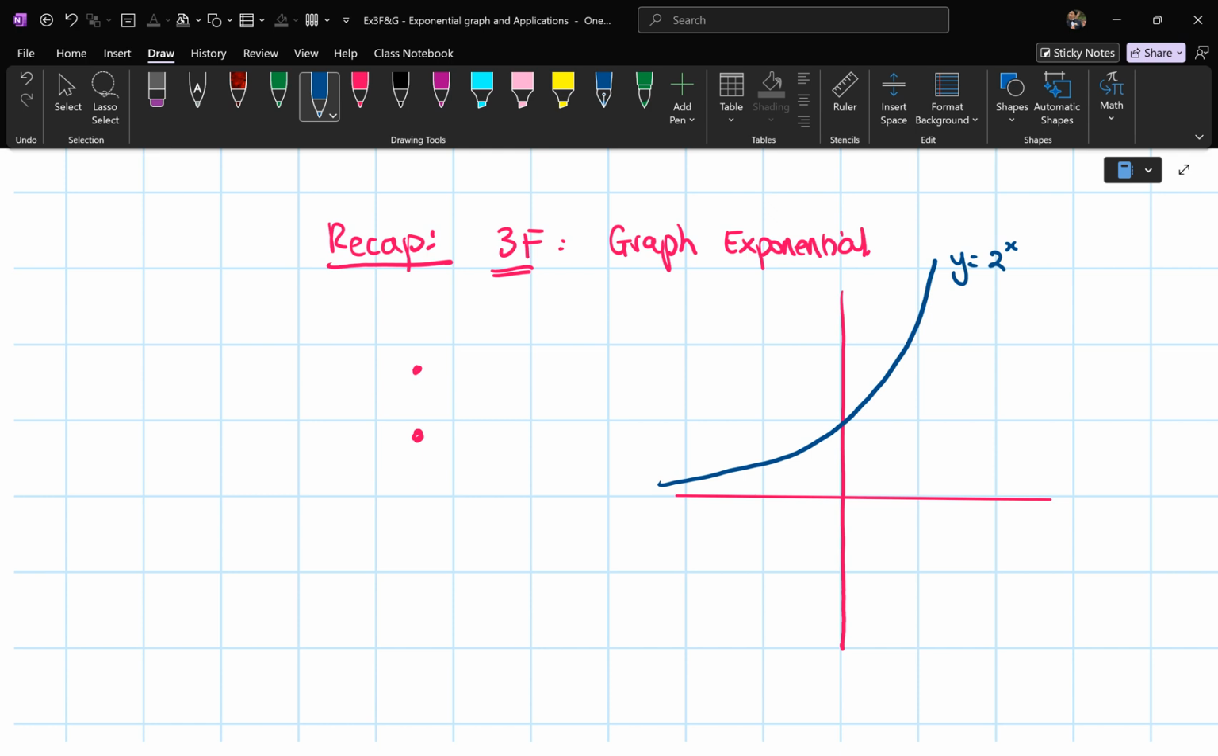Violet? The growth, yes, that is correct. It is growth versus decay, which we'll talk about in the next bit. But there's two key things you must label. What is it? The y-intercept.